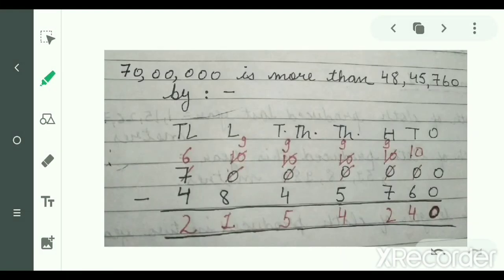45,760. So in this question we just simply have to subtract 48 lakh 45,760 from 70 lakh. So while doing calculation, first we have to write the numbers according to their place value, move from right to left from ones digit to 10 lakh digit and then do the subtraction. So at ones digit we have 0 minus 0, this will be 0.